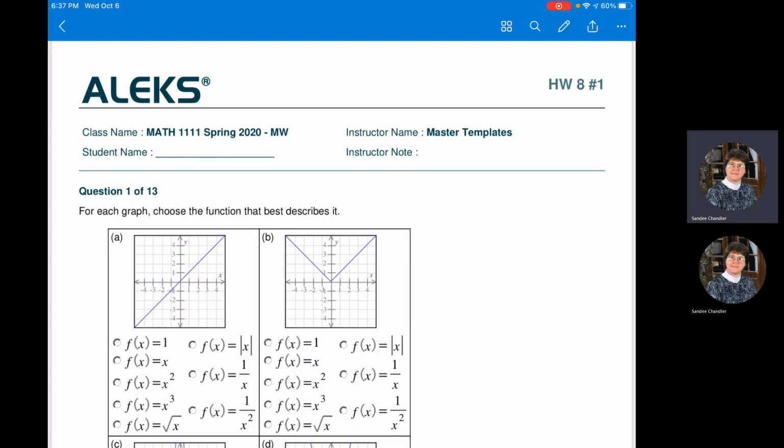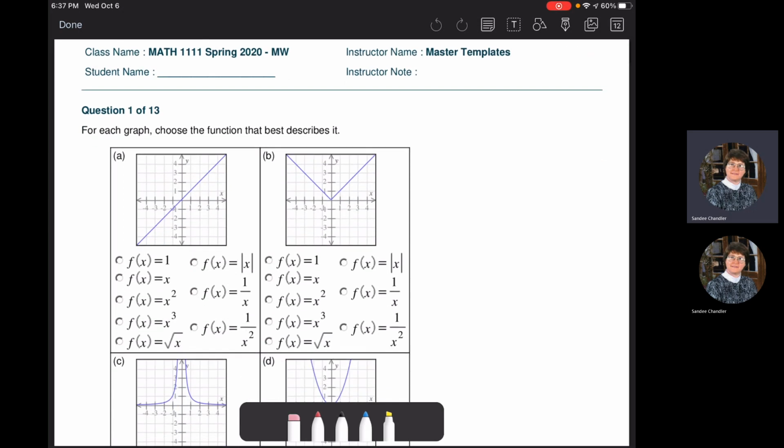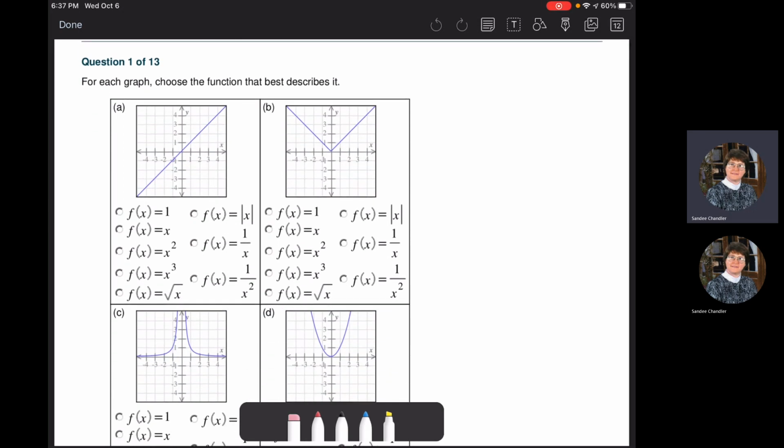This is the lecture for homework 8 in Math 1111. Notice that the first problem we have, we want to find out which functions will best describe this. Now, I gave you a handout in D2L that shows all the functions and what they look like.